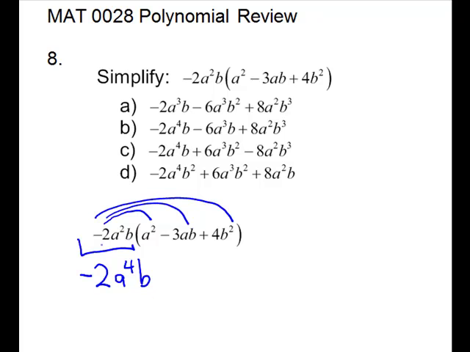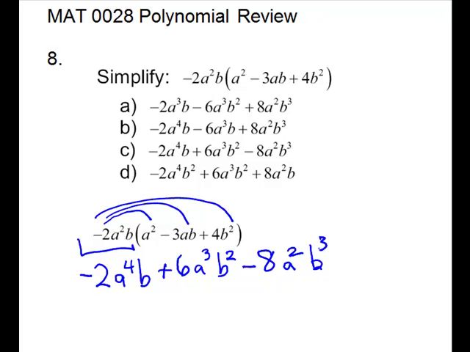Second term, we have -2 and -3. Multiplied will give us a +6. A squared times a will give us a cubed. B times b, b squared. Then we'll have negative 2a squared b times 4b squared. So negative 2 times 4 gives negative 8. There's only a squared. And you have b times b squared will give you b cubed.